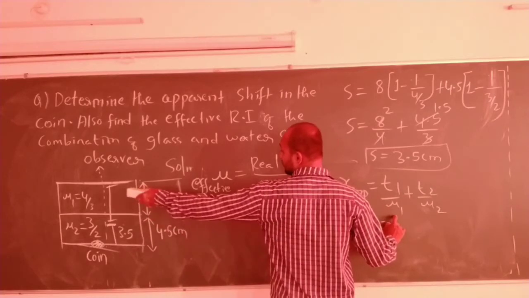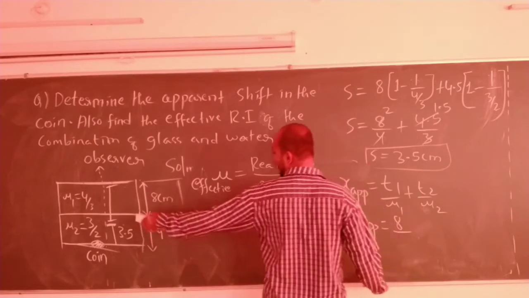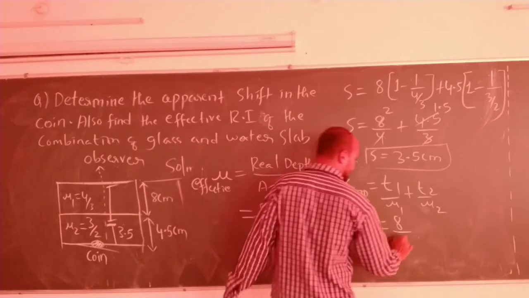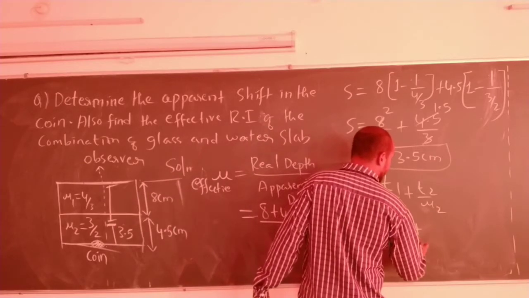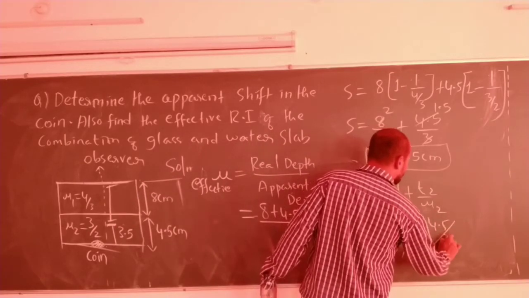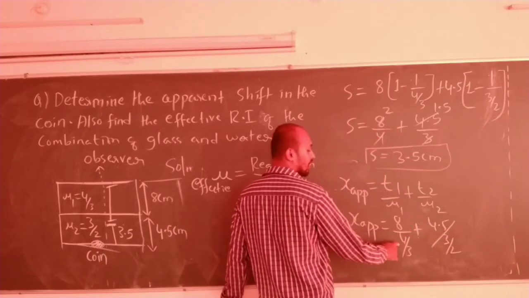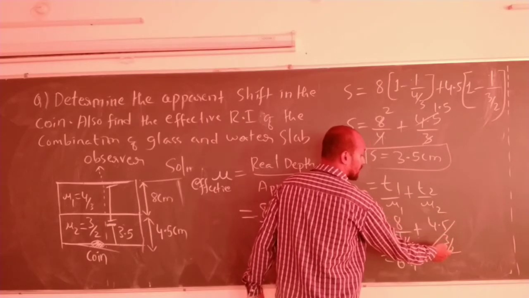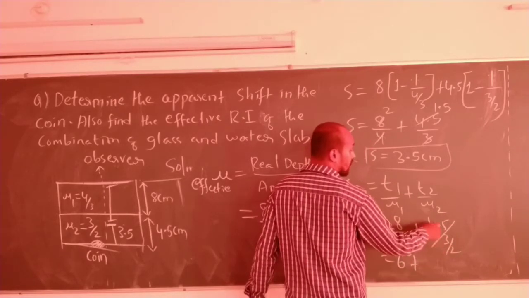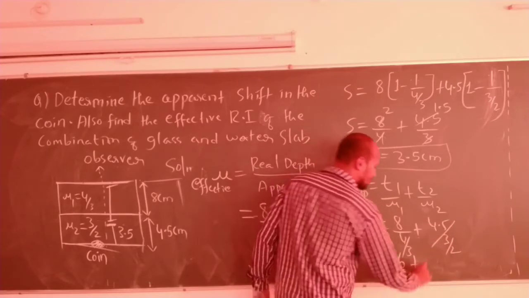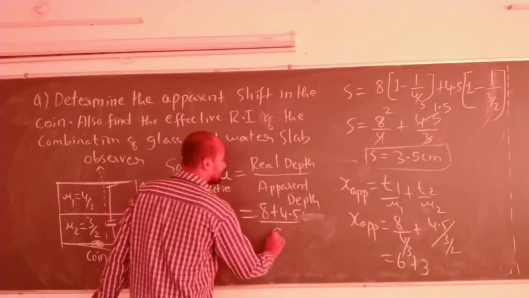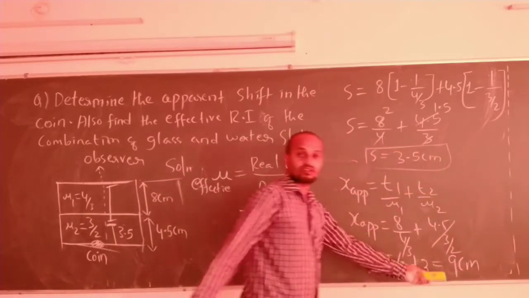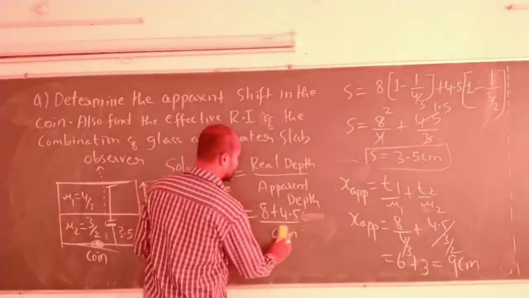T1 is in this case 8. 8 divided by, with respect to air, the refractive index of the medium is 1 only. So 8 divided by 4 divided by 3 plus 4.5 divided by 3 divided by 2. This 3 will go upward, this will become 6, plus this 2 will go upward, this will become 1.5 into 2, that is 3. So this will become 9 centimeters. This also will become 9 centimeters.